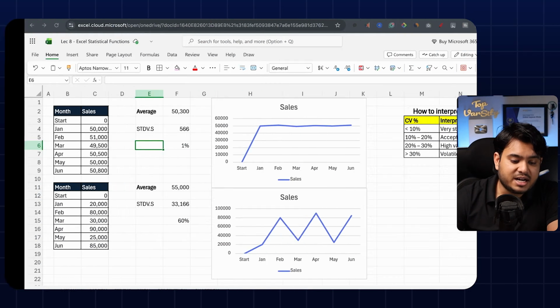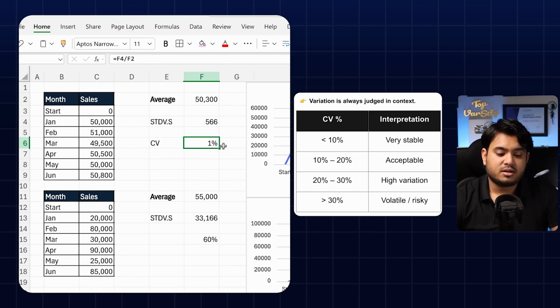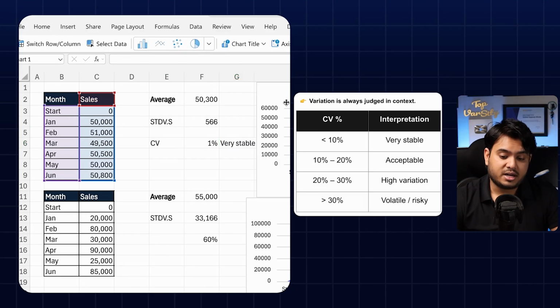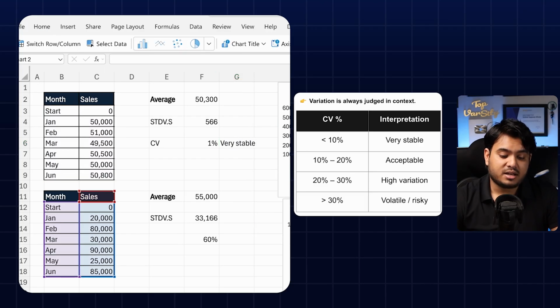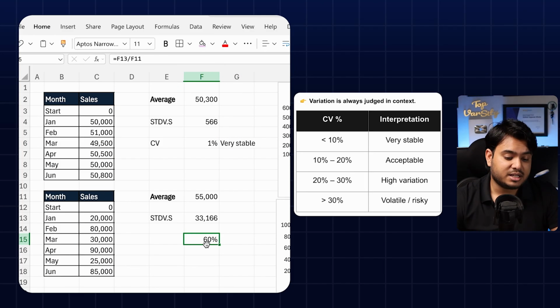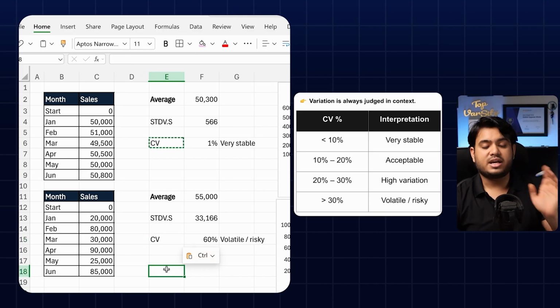So if your coefficient of variation, which is CV, is lesser than 10%, that means it's very stable. Okay, so I'm writing here it's very stable, and the second value is greater than 30%. That is, it's volatile and risky. So on this basis you can calculate these things.